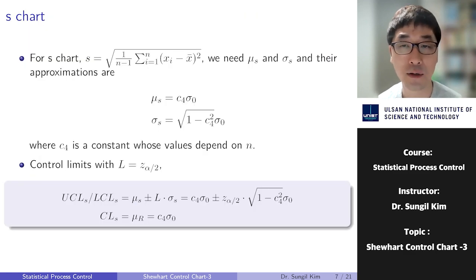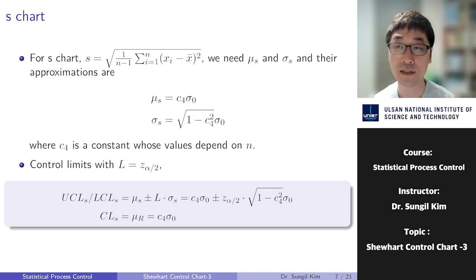S chart also can be established by the general model. The sample standard deviation formula is known, but its probabilistic distribution is complicated, so we can approximate using C4 value, whose values also depend on sample size, and we can find their values from the same table. Similarly, by applying the general model, we can easily establish S chart.